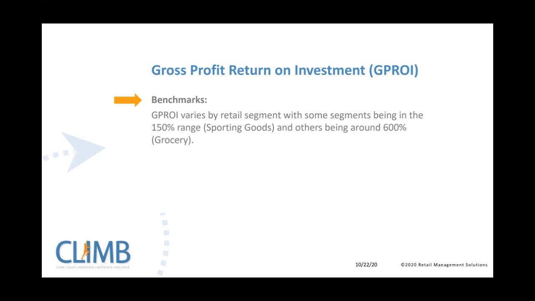And let's look at some benchmarks here. GPROI varies really by retail segment, with some segments being in the 150% range. That really comes from sporting goods on the low end, to others being around 600%, the high end. And that's the grocery world where they're turning just really rapidly and moving through inventory quickly.